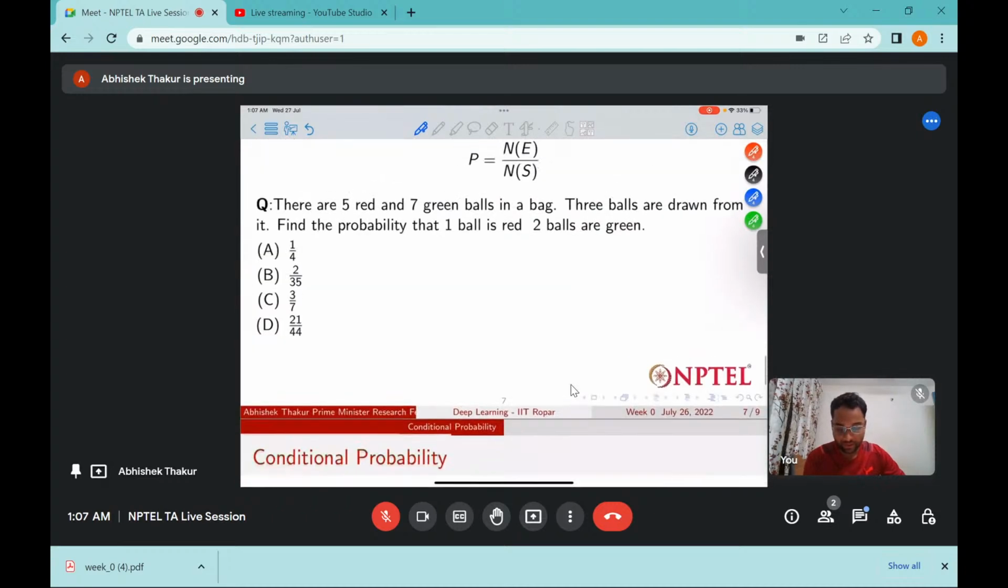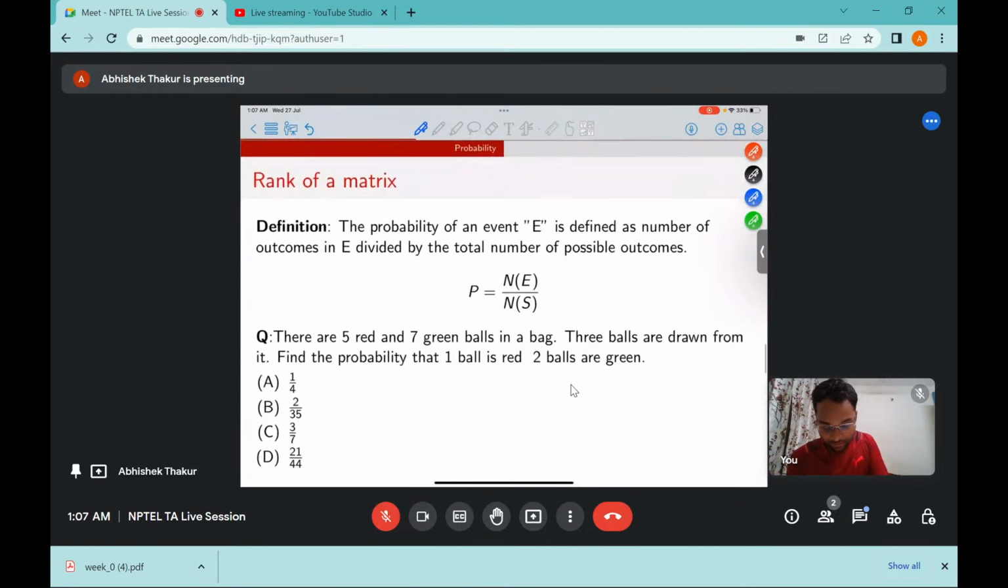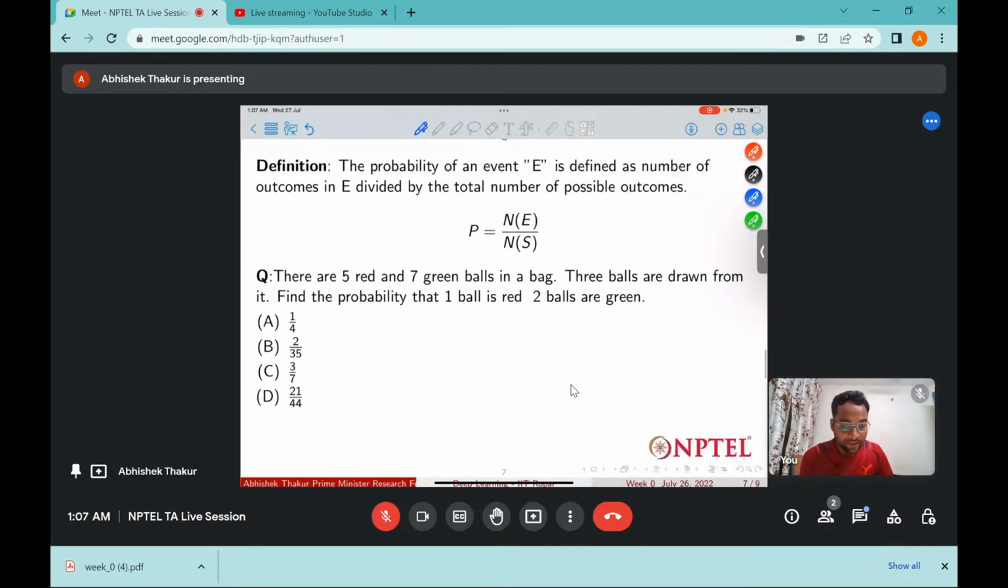Now coming to the next topic, that is probability. Here you can just cut this; by mistake the previous topics were written. So in this, first we will see the basics of probability and we'll solve some basic questions. We'll see the definition of probability. Whenever we have to find the probability of an event E, we first find the number of events in which E has occurred, and then we divide it by the total number of possible outcomes. So here probability is equal to NE by NS.